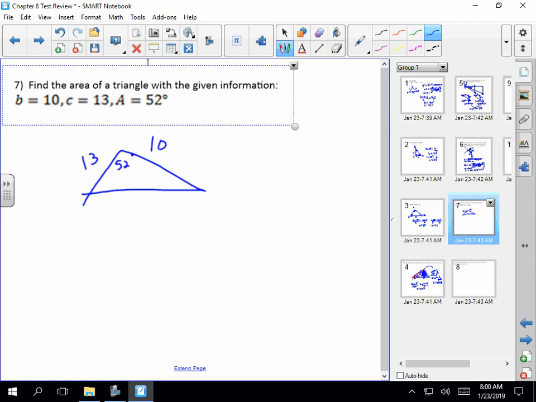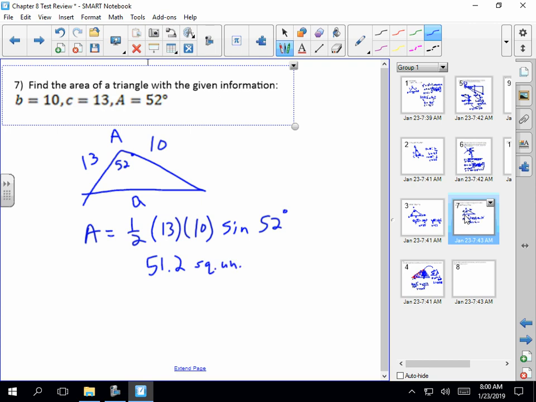Not to scale, that looks obtuse, but there's a 52-degree angle in between the two sides, because I know that angle A would be opposite side A, and I'm given sides B and C. So area would equal 1/2 AB, 13 times 10, times sine of 52 degrees. Put all that in, you get about 51.2 square units.